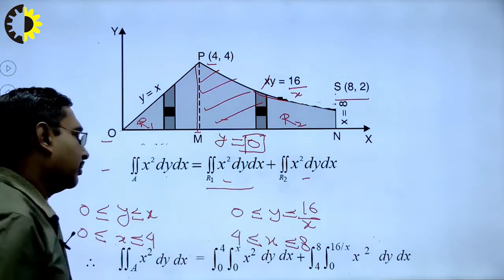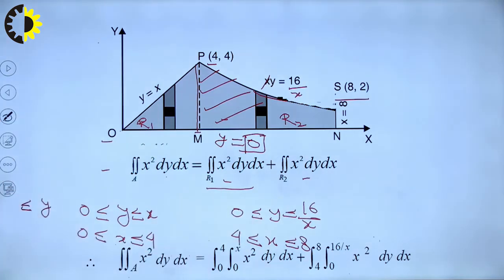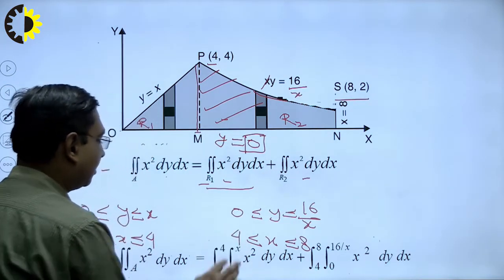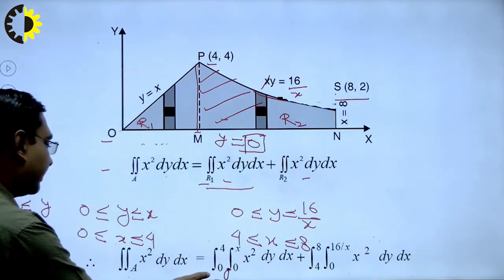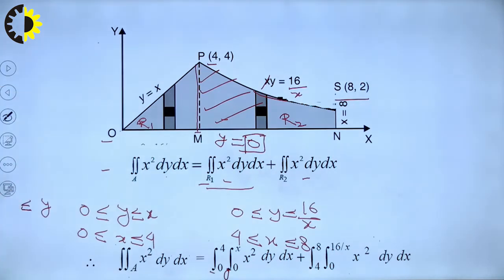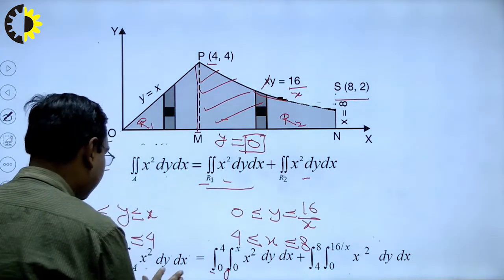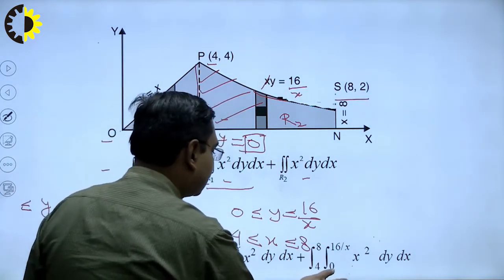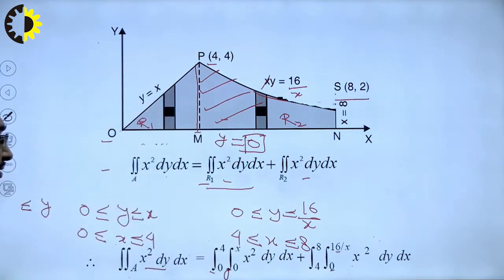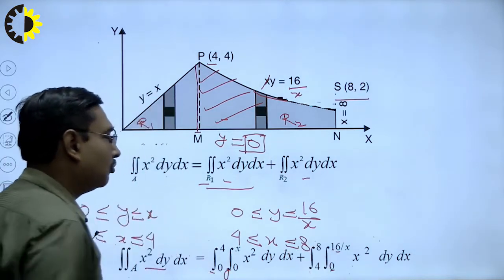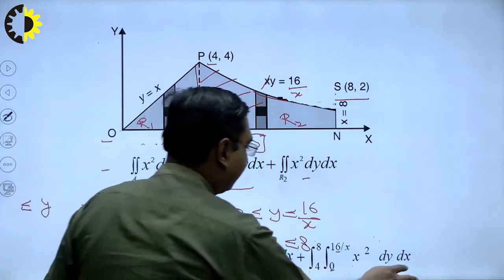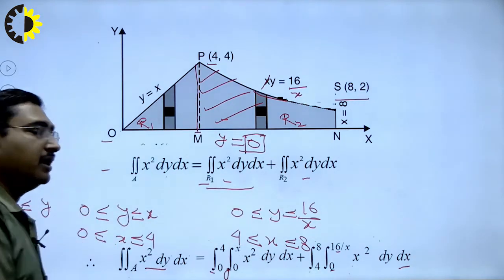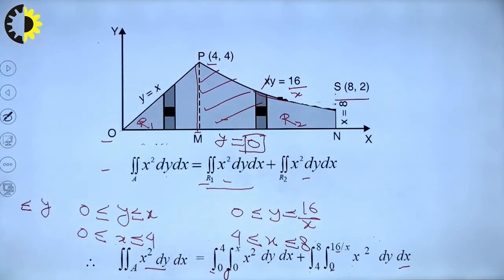These limits are obtained. Applying these limits in R1, the limits of y are from 0 to x, and the limits of x are from 0 to 4, with x square dy dx as our integrand. For the second integral, y varies from 0 to 16 by x, x varies from 4 to 8, and x square dy dx is again our integrand. Now these two double integrals are evaluated by the usual process.